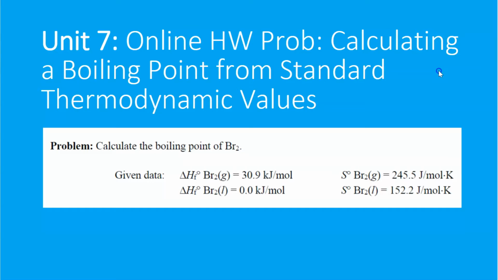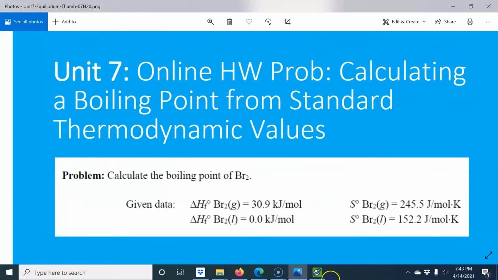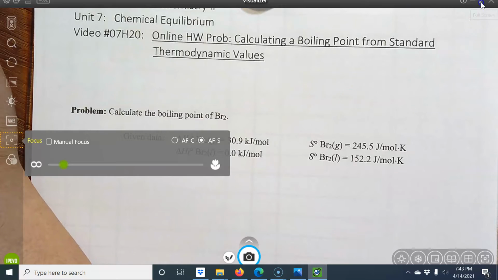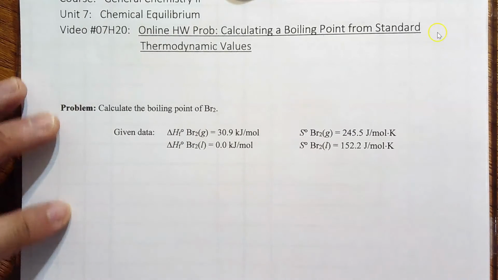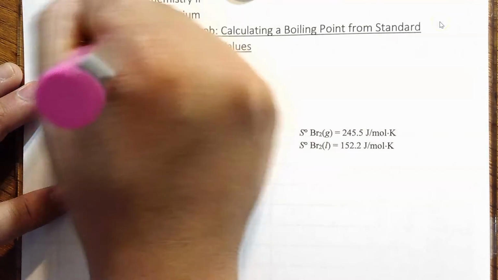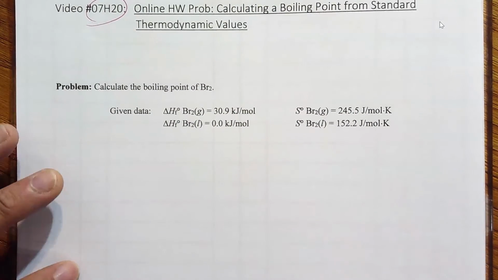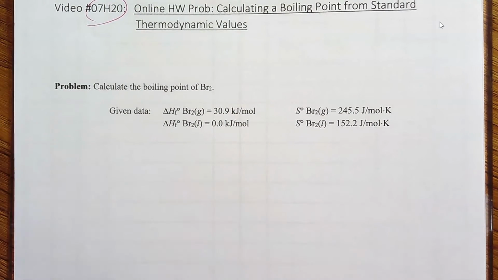Hi everyone. In this video, I want to go over an online homework problem that I came across. It is calculating a boiling point from standard thermodynamic values. Now, the thing is, it's a short problem, and a lot of times it's the short problems that give students difficulty because there's not a lot of information to go on.